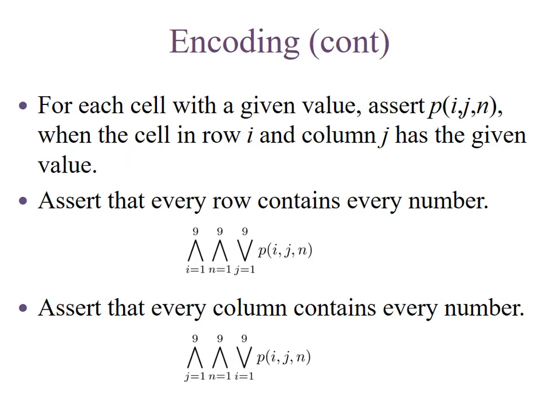Next, let's see how we develop such propositions. Once we have the definition of P of ijn, meaning that at the position row i, column j, we have the given number n, we can write the following to assert that every row contains every number. We have a conjunction from i is 1 to 9, a conjunction over n is 1 to 9, and a disjunction over j is 1 to 9 of the proposition P of ijn.